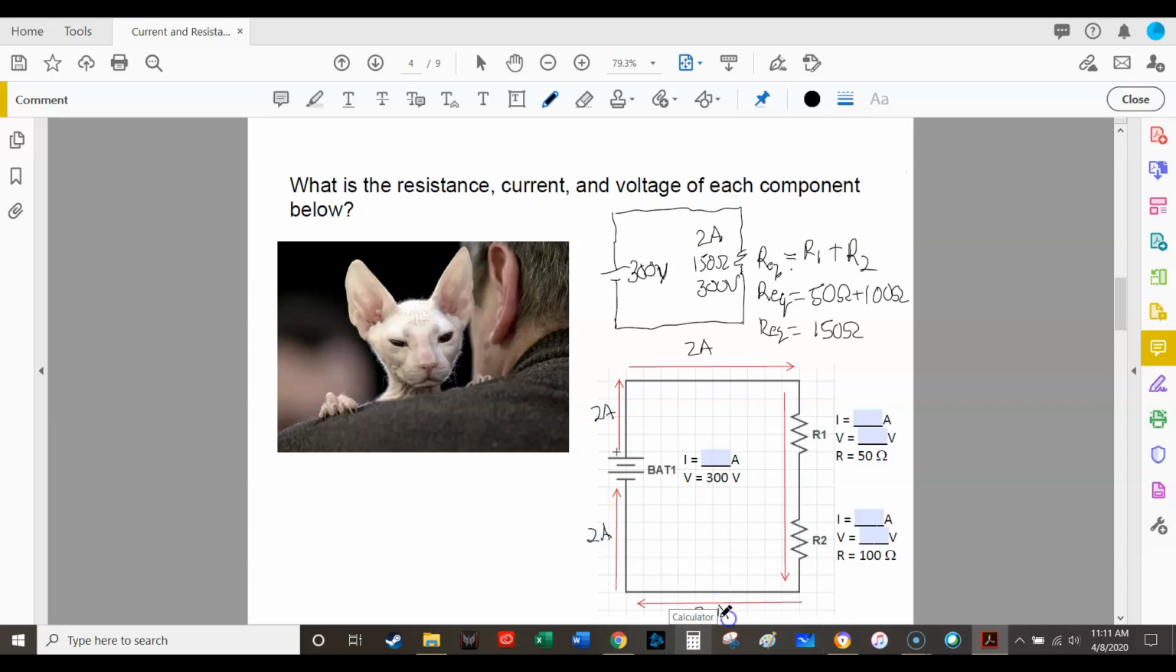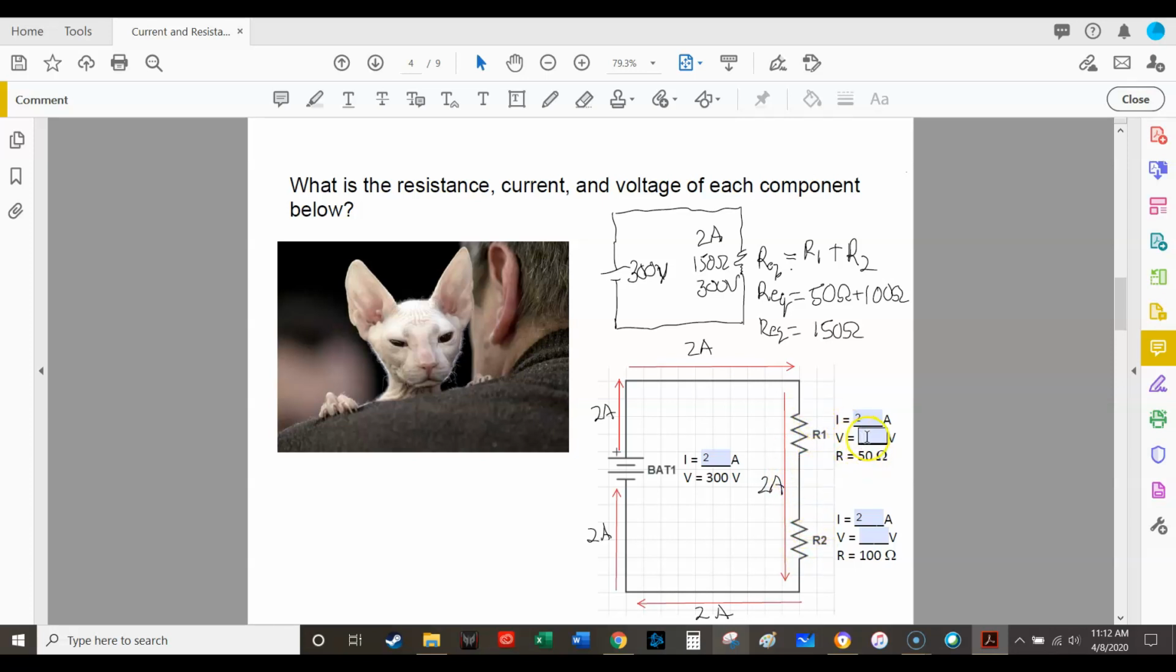So we use that to give us the current across all components. And what that tells us now is that this has got to be 2 amps and this has got to be 2 amps. And that means the battery is producing 2 amps. All right. And once we have that, now we could let those two resistors pop back out, and they'll still be getting the same amount of current of 2 amps.